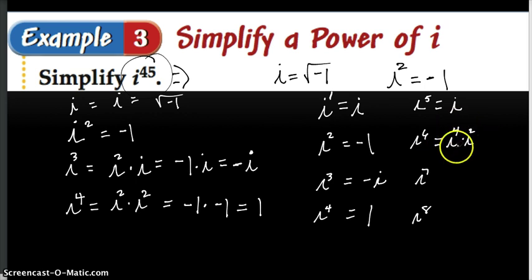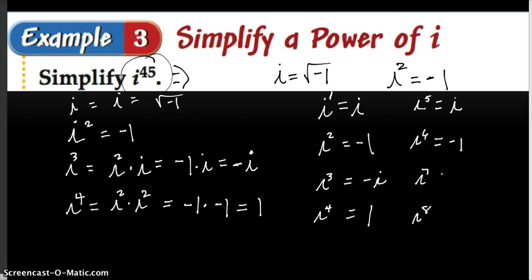Similarly, I can break down i to the sixth power as i to the fourth times i to the second. We know i to the fourth to be 1, i to the second to be -1. So 1 times -1 is simply -1. So i to the sixth power is equal to -1.